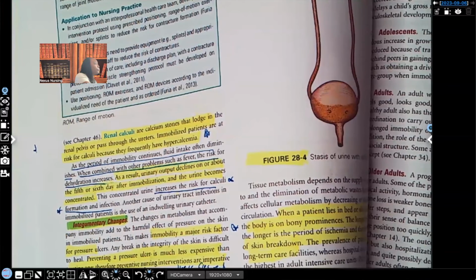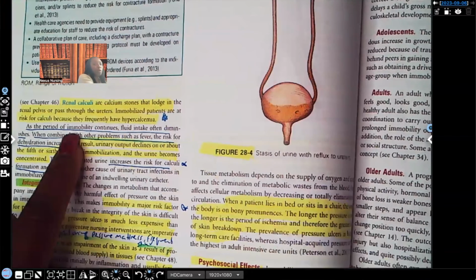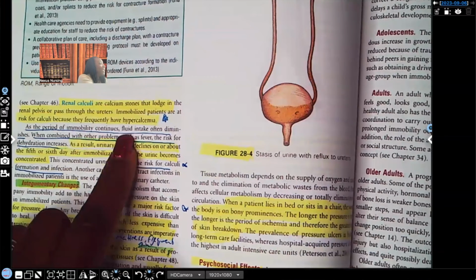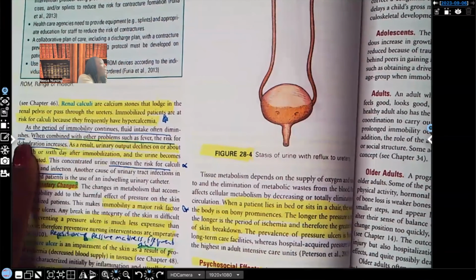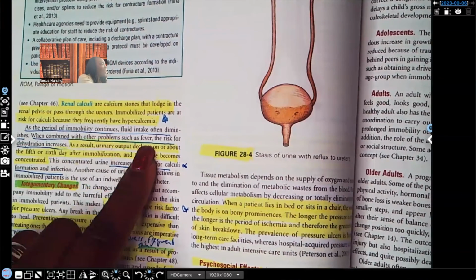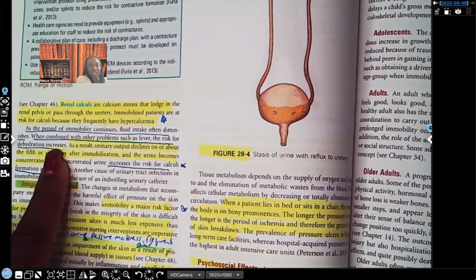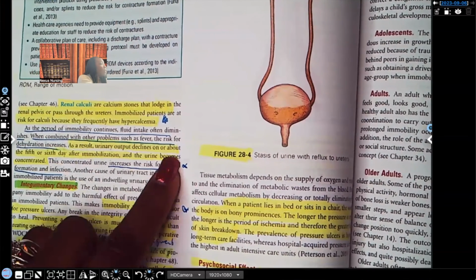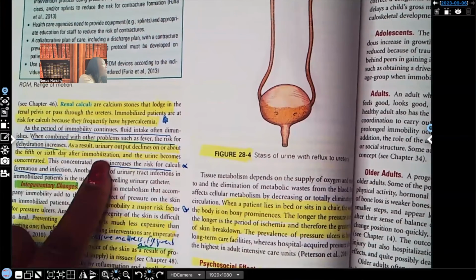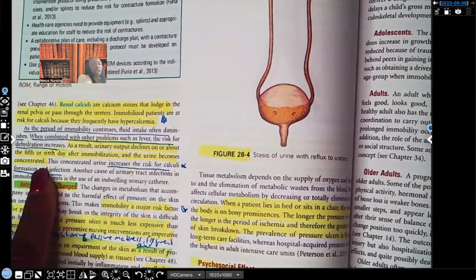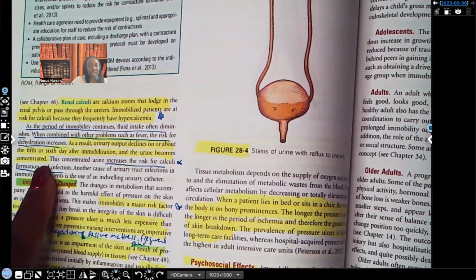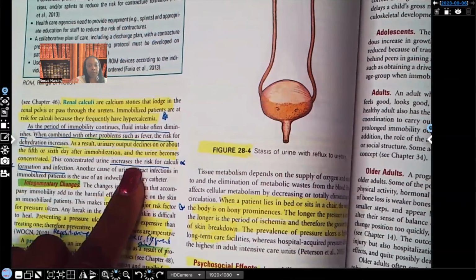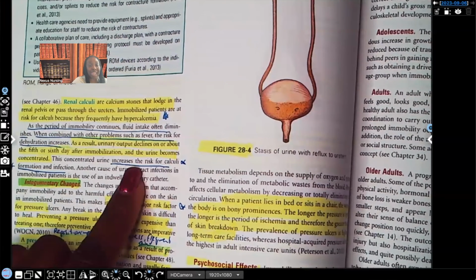Let's keep going. As the period of immobility continues, fluid intake often diminishes. When combined with other problems such as fever, the risk for dehydration increases. As a result, urinary output declines on or about the 5th or 6th day of immobilization, and urine becomes concentrated. This increases the risk for calculi formation and infection. Make sure you know that.